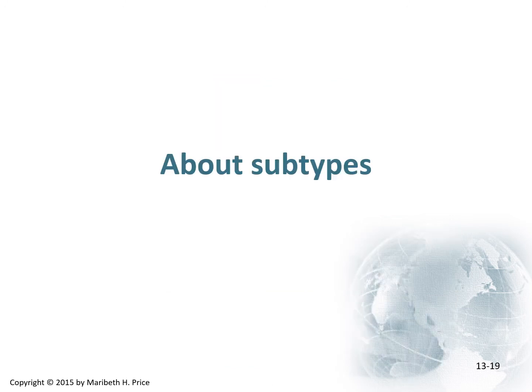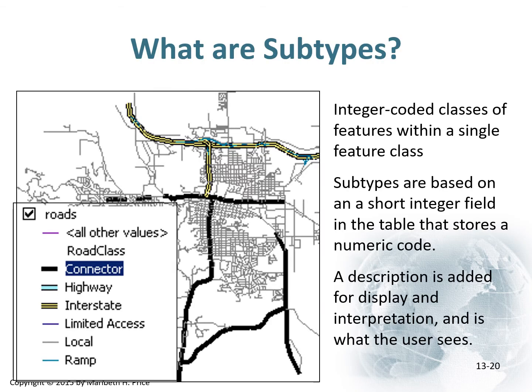Let's talk a little bit about subtypes. Again, subtypes. What are subtypes? Well, they're integer-coded classes of features within a single feature class. Subtypes are based on a short integer field in a table that stores a numeric code. A description is added for display and interpretation and is what the user sees.